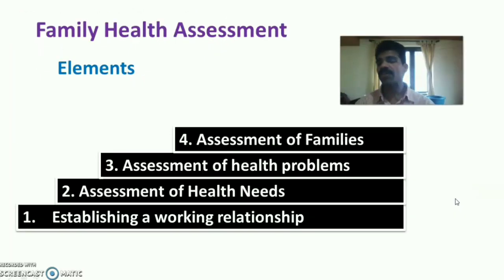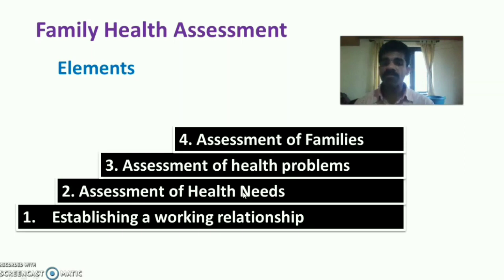Next is elements or components of family health assessment. Family health assessment includes 4 components. First one is establishing a good working relationship with the family members. Second, assessment of various health needs of the family members. Third, assessment of health problems of all the family members. And fourth, total assessment of the family, that is assessment of the families, their home, environment, etc.